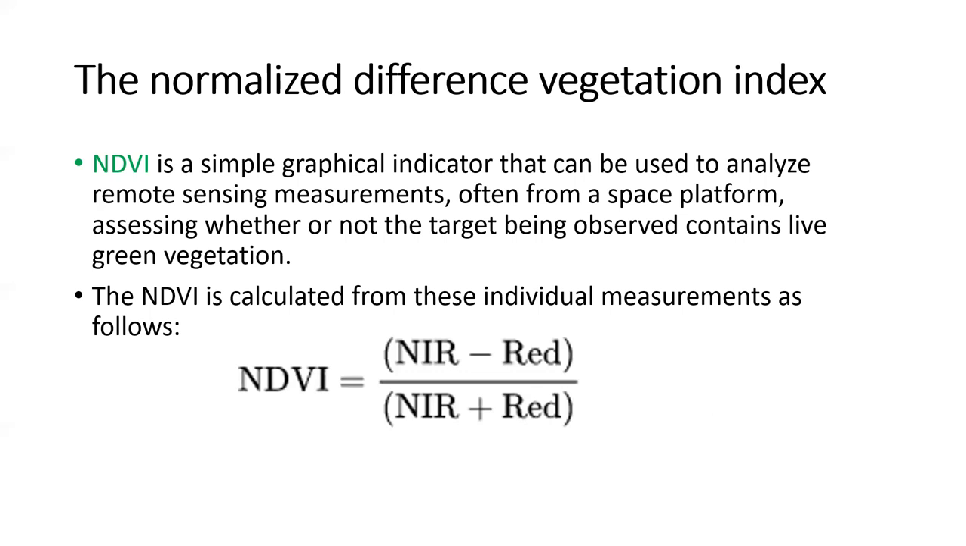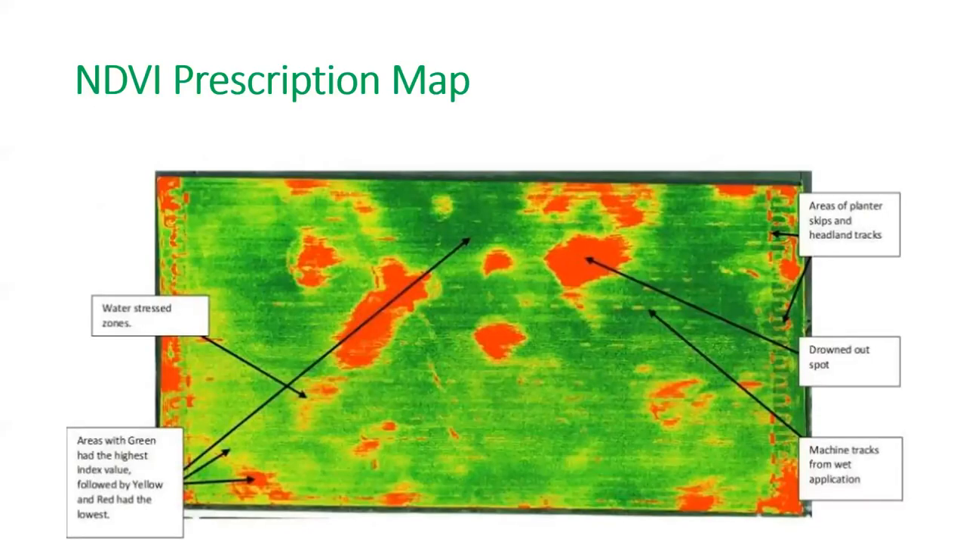That's how simply NDVI is done. For example, this is the output of NDVI. You can see there are some places where it is quite red. In this area, there are no plants at all. It's a dry spot, like you can see these red places. And when you see quite green, it means the area with the highest index value. It means the crop is performing well. And there are some places like here where it looks like the plants were water stressed.